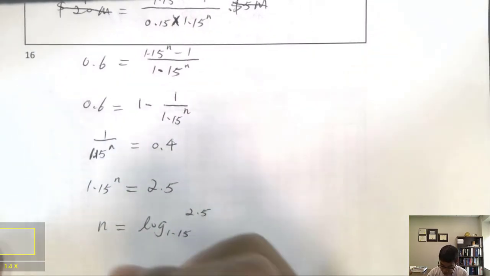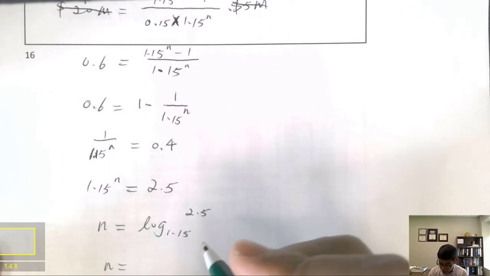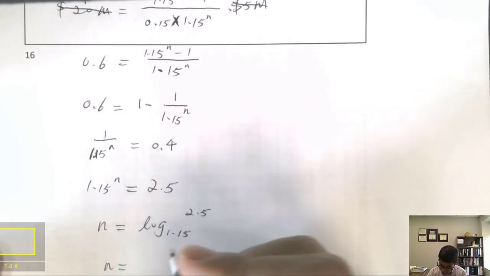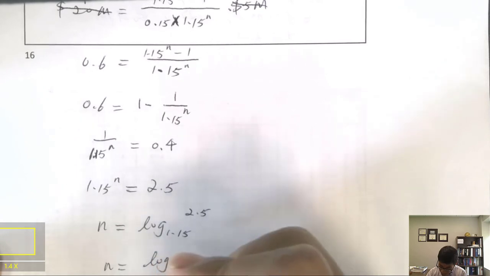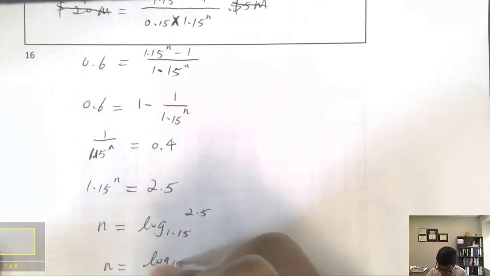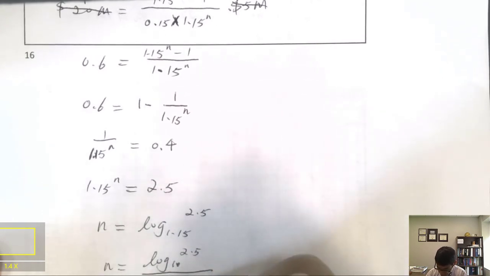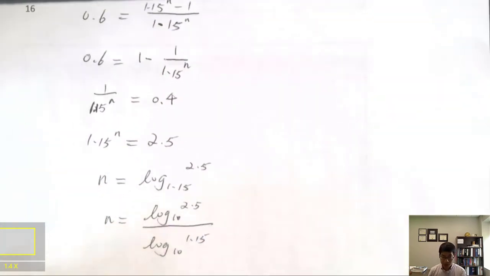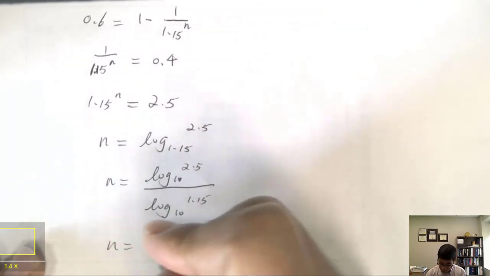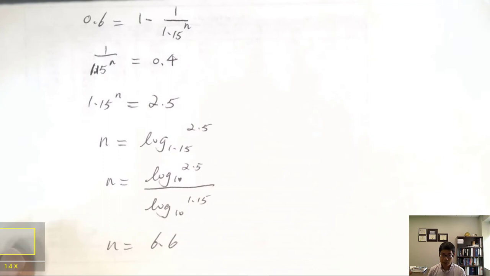N is basically equal to, you can use your calculator to calculate this directly. I always like to take the log base 10 of 2.5 divided by the log of 1.15. This will give us N equal to approximately 6.6 years.